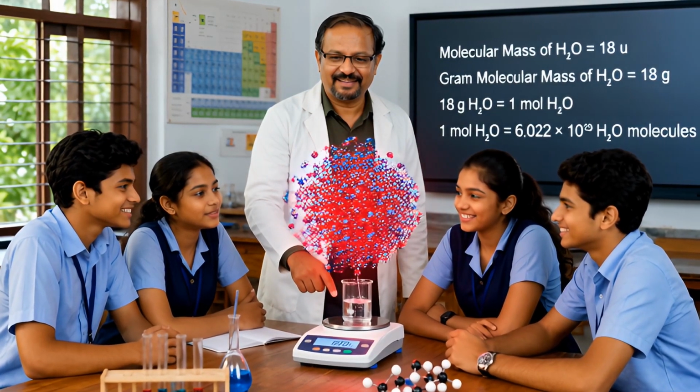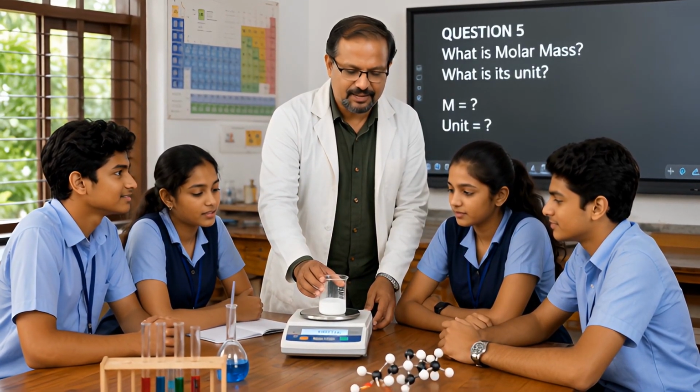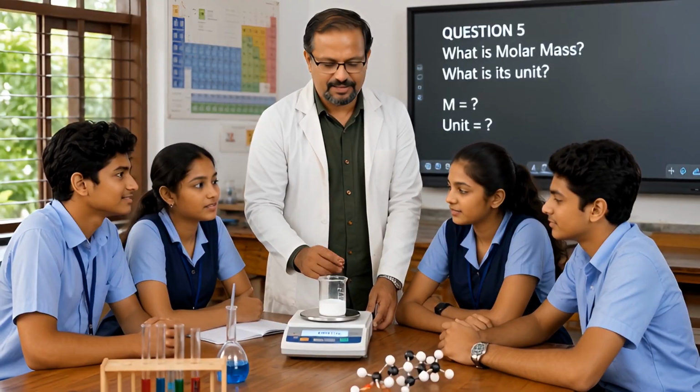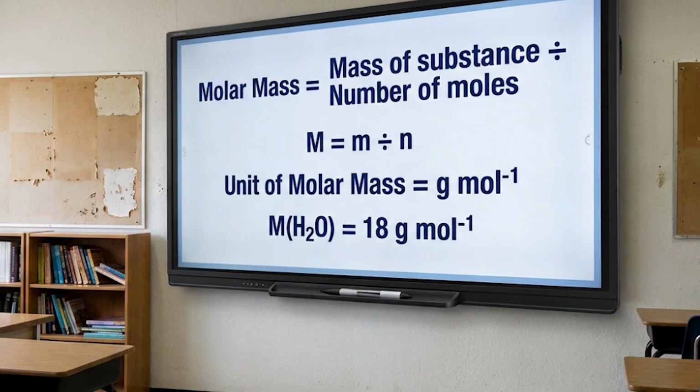Listen carefully to the fifth question. What is molar mass? What is its unit? The mass of 1 mole of a substance is called molar mass. Molar mass is expressed in grams per mole. The molar mass of water is 18 grams per mole.